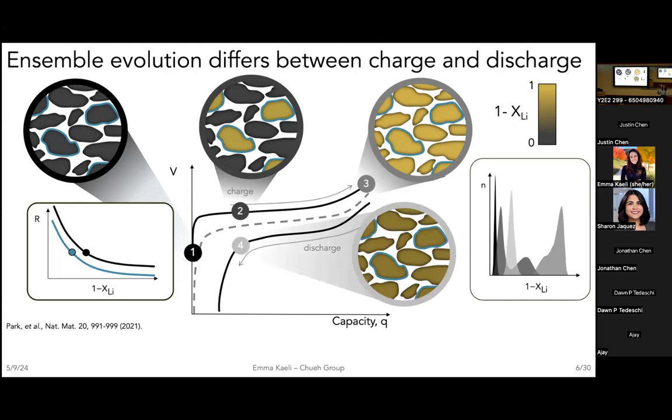The result being your resistance on discharge is limited by your worst particles. Your resistance on charge is facilitated by your best particles. So you get strong asymmetry in your charge-discharge behavior, and therefore a strong limitation on your discharge capacity. And so with this understanding in mind, I've approached traditional lithium-ion battery and electrolyte systems, and solid electrolyte systems, by understanding not only that kinetics is a function of lithiation state, but looking at the ensemble as a whole and how those interactions are going to have implications on your voltage and capacity profiles.